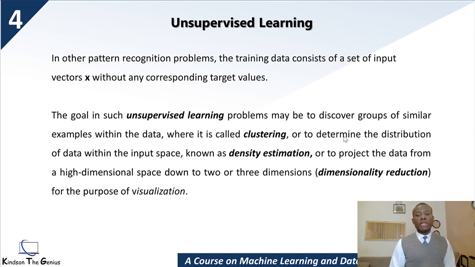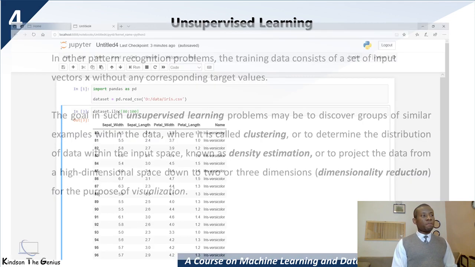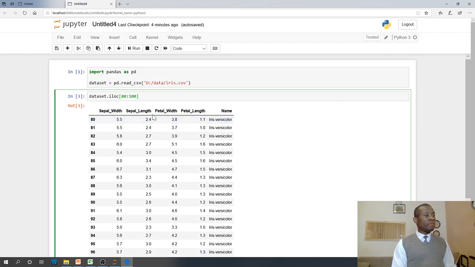Another thing you can do in unsupervised learning is to determine the distribution of data within the input space. So you are looking at this data and trying to find out where it is coming from, what the population is, where this sample is drawn from, and what the population is like. In this case, we are talking about density estimation. Another thing you can also do is take this data, which is high dimensional, and reduce it to lower dimension. For instance, if I go back to my example, we have sepal width, sepal length.